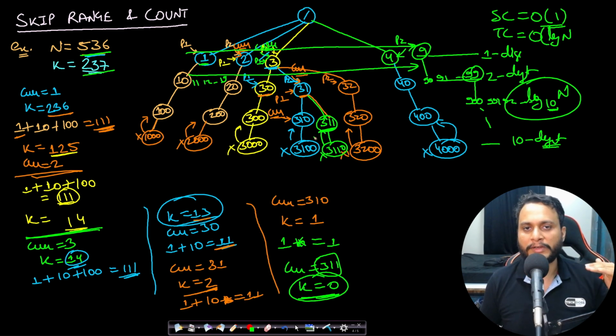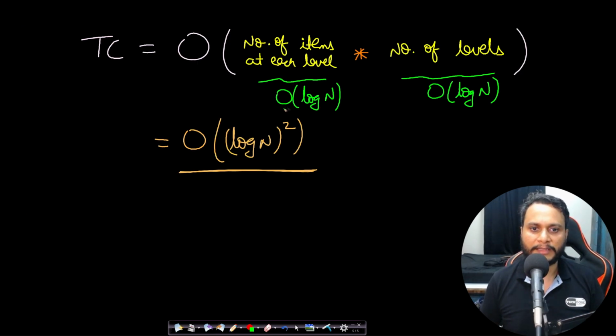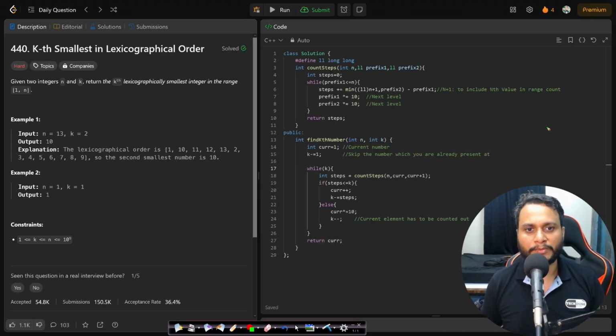And the number of levels is also the same. So the time complexity will be a multiplication factor of log n multiplied by log n, and that will be order of log n whole square, right? So this was the entire analysis. Let's now look at the code. Now this is the code which is taken from the LeetCode editorial, and it is one of the cleanest possible codes. So it's very good to follow.